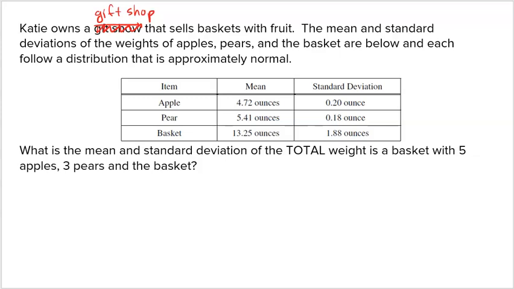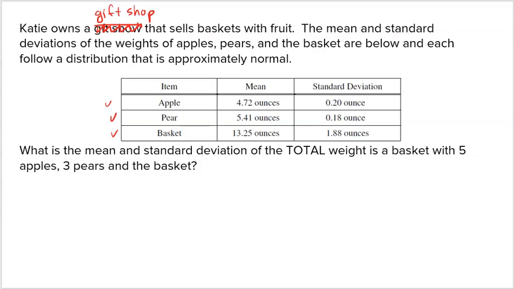All right, Katie owns a gift shop that sells baskets with fruit. So the mean and standard deviation of the weights of apples, pears, and the basket are below. So the average apple is 4.72, but it does deviate by 0.2, you get it, right? Mean and standard deviation for apples, for pears, and for the basket. And it does say that they follow an approximate normal distribution. So apples follow a normal distribution, so do pears, so does the basket.